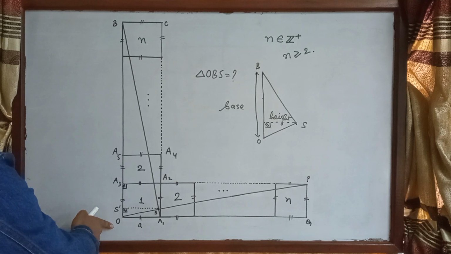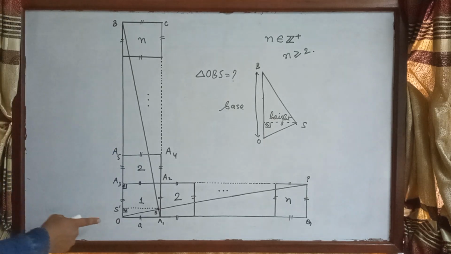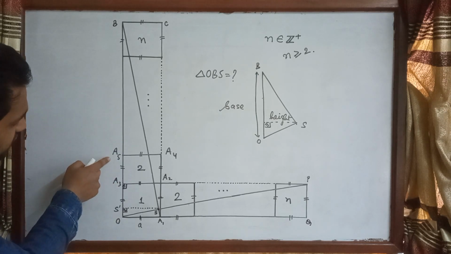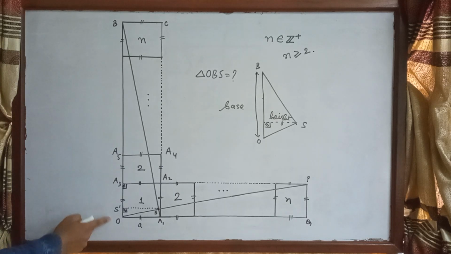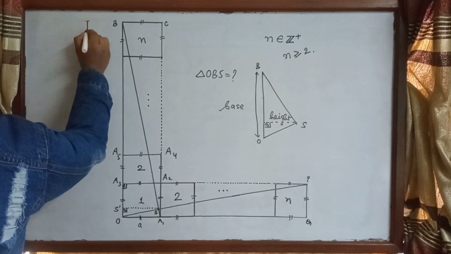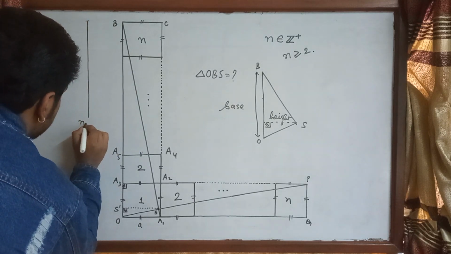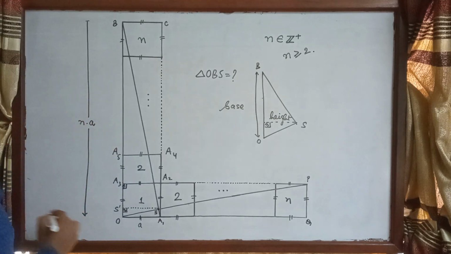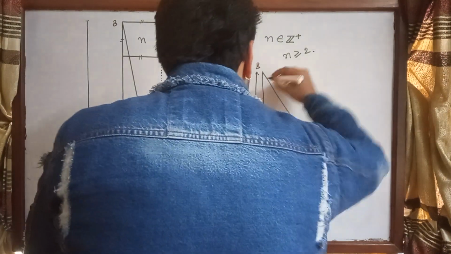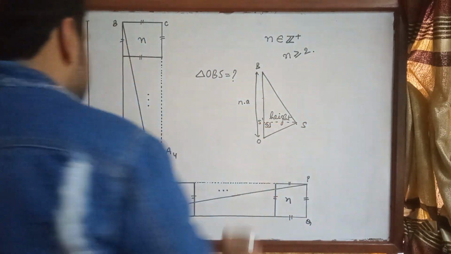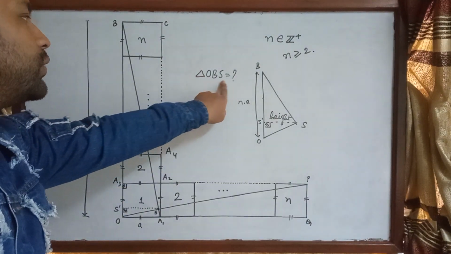First we need the length OB. If there's only one square, this length is A. If there are two squares, the length is 2A. Since we have n squares, this whole length is equal to n times A. So all we need to do is find SS dash in order to find the area of the triangle OBS.